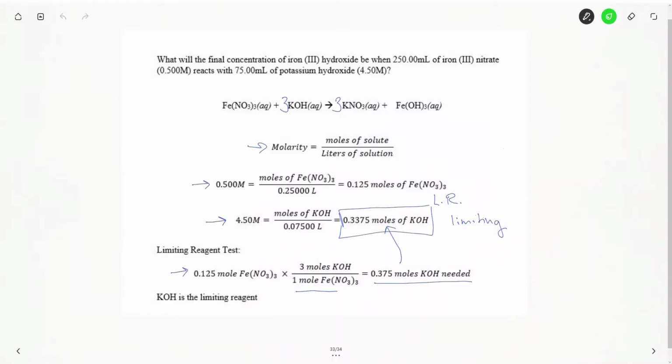Hi everyone. In this video, I'm going to go over my significant figures for my solution stoichiometry problem. So here's my problem all worked out. I'm going to take a look at my significant figures.